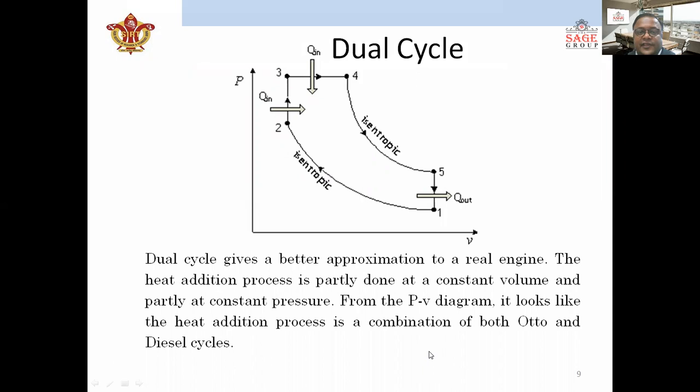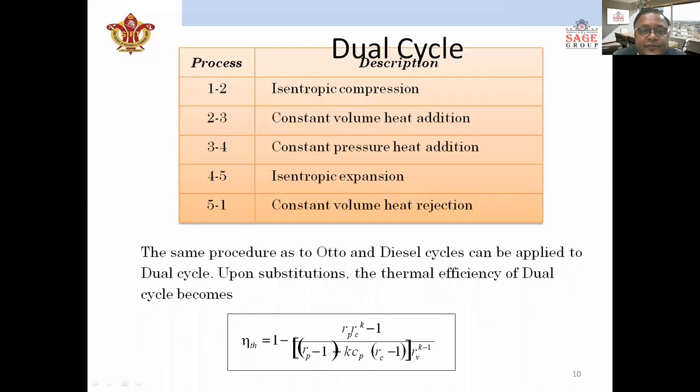Partial heat addition takes place at constant volume and partial heat addition takes place at constant pressure. So for the dual cycle the processes and descriptions are given here. 1 to 2 isentropic compression, 2 to 3 is the constant volume heat addition, 3 to 4 constant pressure heat addition, 4 to 5 is the isentropic expansion, 5 to 1 is the constant volume heat rejection. These are the 5 processes taking place. Instead of 4 processes, here there are 5 because of the partial heat addition at constant volume and partial heat addition at constant pressure. So these are the differences.